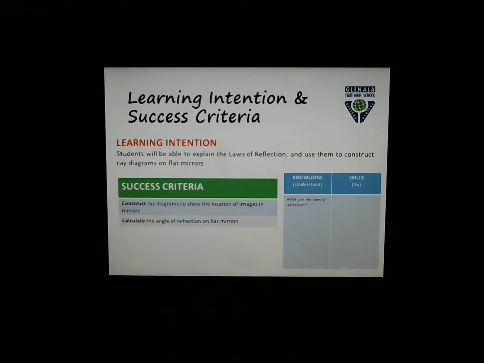In order to do this, we need to know what the laws of reflection are, and you probably need to know what a ray diagram is, otherwise it's a bit hard to do one. And then in terms of skills, can you construct one on a mirror? And can you calculate the angle of reflection? And likely in those skills I probably should say, can I construct it on a flat mirror, because curved mirrors are very different, but they are outside of our scope, so we don't have to worry about the complexity.